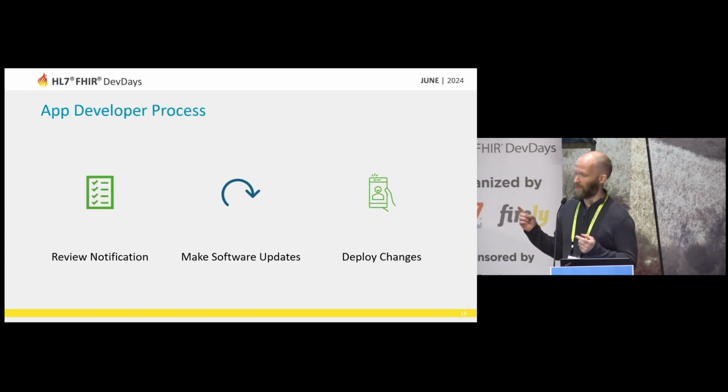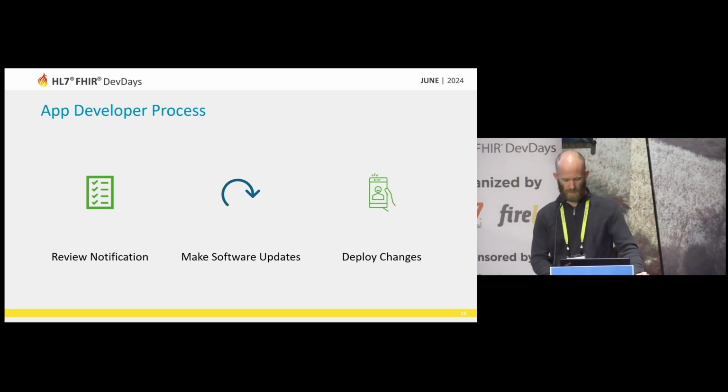So the next step in the process is for the app developers, right? They have to receive that notification, read it, understand it, figure out how that affects them, or if that affects them, and then make software updates to accommodate that change. And then somehow they need to deploy that change: if it's a patient app, just deploy it in their app ecosystem, or if it's an app used by a health system, they'll have to provide that software update to that health system so that the health system can regression test.